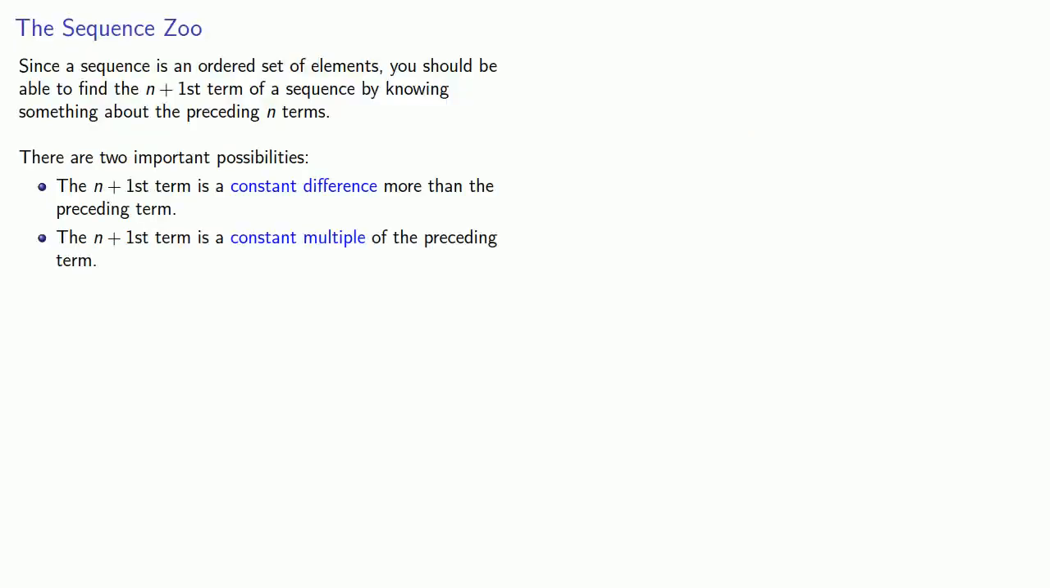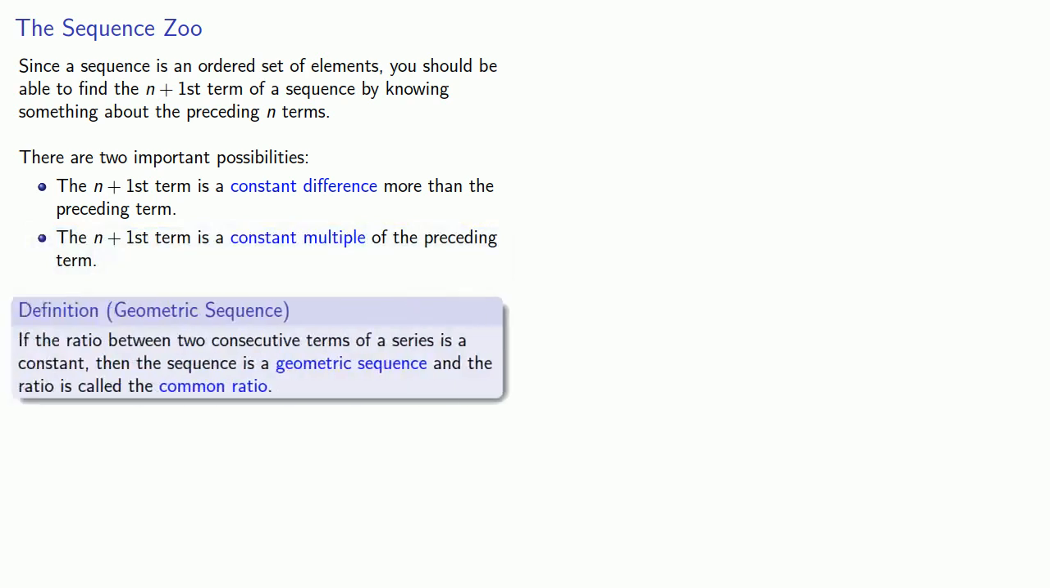How about this second type of sequence where the n plus first term is a constant multiple of the preceding term? This gives us what's called a geometric sequence, and we'll define it as follows. If the ratio between two consecutive terms in a series is a constant, then the sequence is a geometric sequence, and the ratio is called the common ratio.